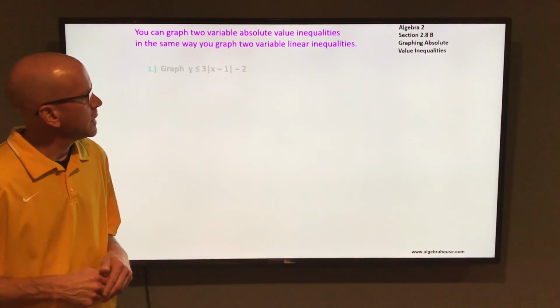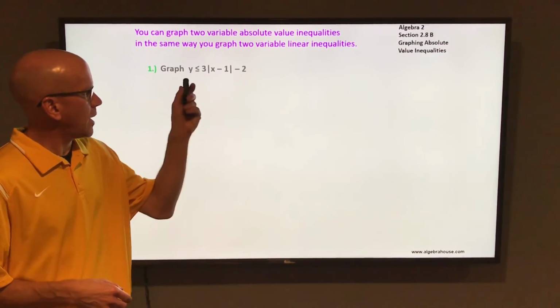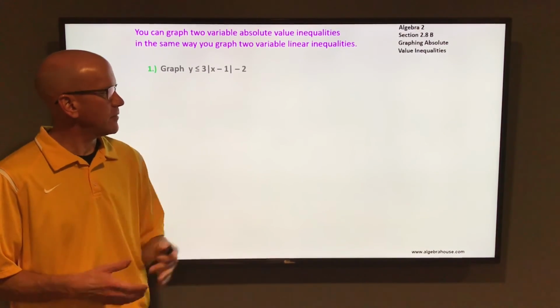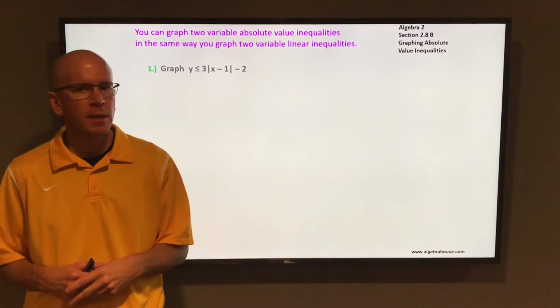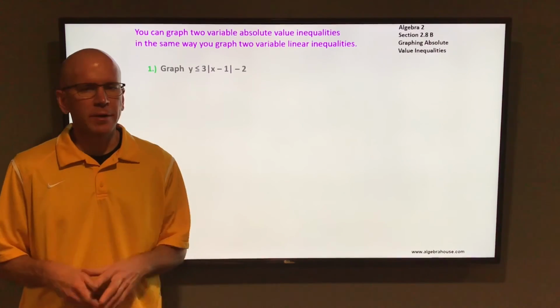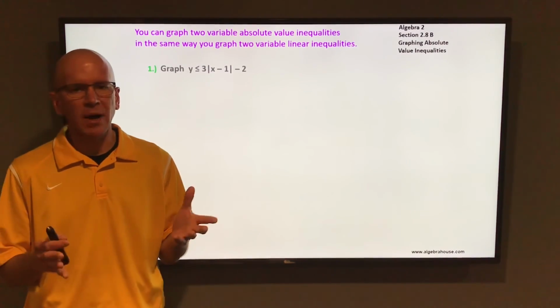We've graphed absolute value equations. We've graphed two variable inequalities. Now we're going to put those together and graph absolute value inequalities. So we're going to graph y is less than or equal to 3 times the absolute value of x minus 1, minus 2. Remember, when you're graphing two variable inequalities, the first step would be to graph the boundary line.